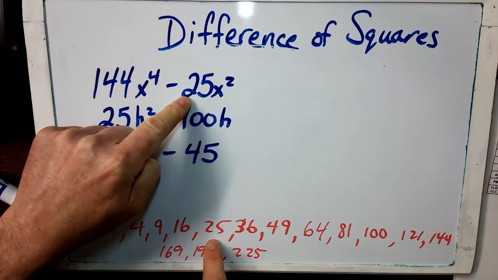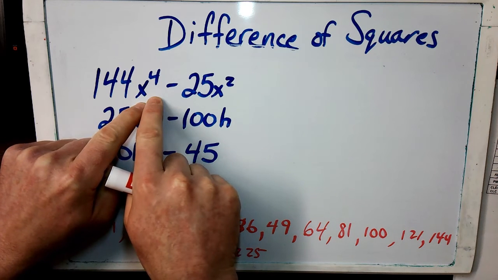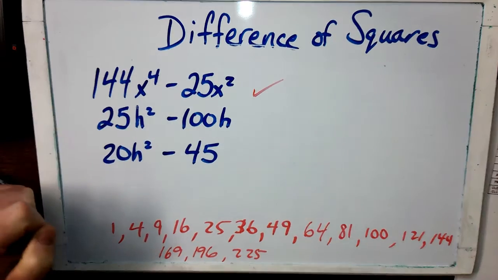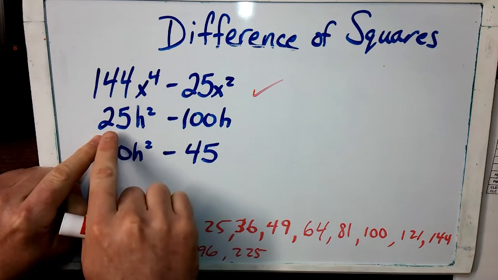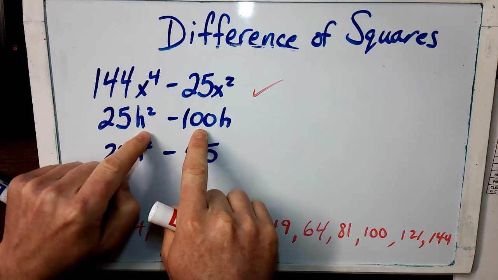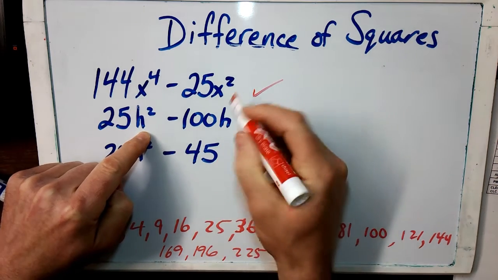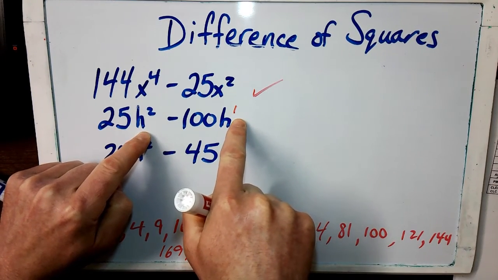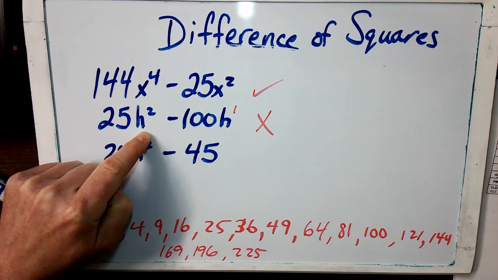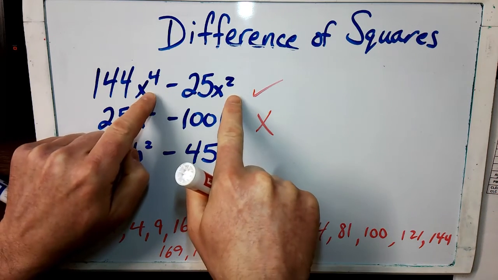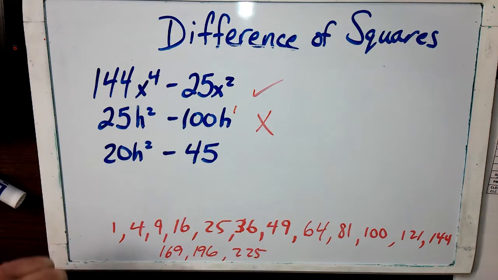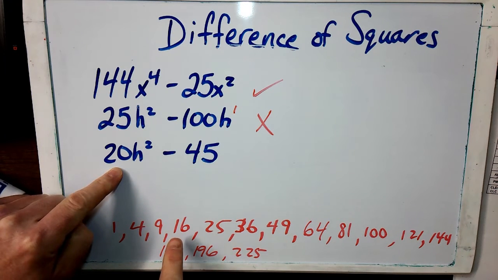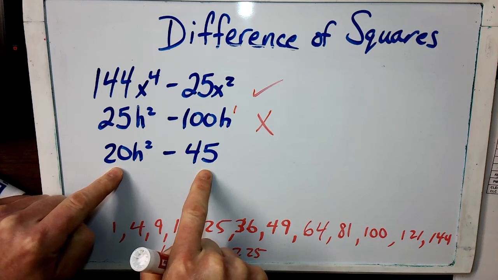25 is also. x^4 is an even exponent, so we can break it up into x squared and x squared. It works. It is a difference of squares. This one here, we've got a perfect square, perfect square. This works, it's even. E. There's an invisible 1. We cannot square root the h and make it work. So this is not a difference of squares. You have to have even exponents on all variables. And this last one, 20 is not one of my perfect squares. 45 is not. So we can't do this one.